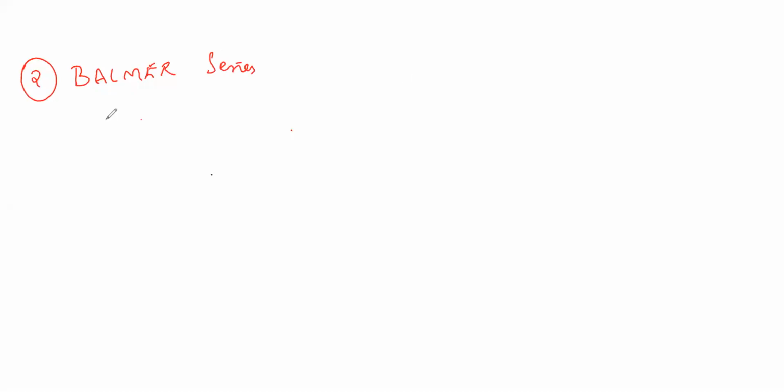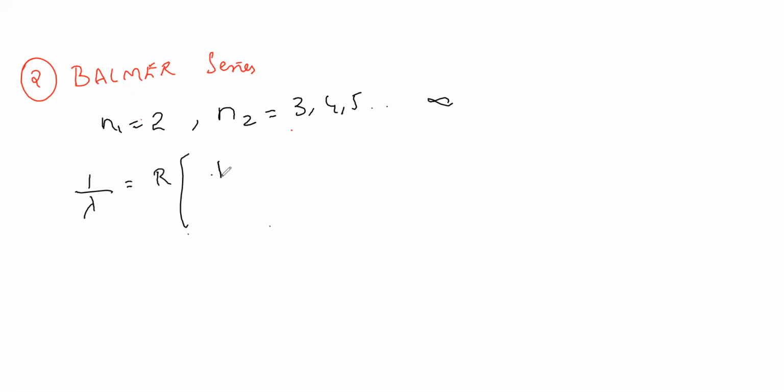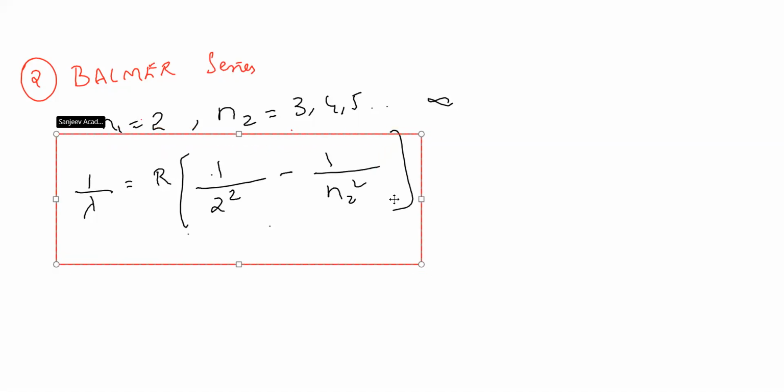In the Balmer series, n1 will be 2. Previously n1 was 1. Here n1 is 2 and n2 starts from 3, 4, 5 up to infinity. So same formula: 1 by lambda is equal to R into 1 by 2 square minus 1 by n2 square. So guys, in the examination they will give 2 series, either Lyman and Balmer or Paschen, and they'll tell you to compare these things. Already we have done this in class 11.